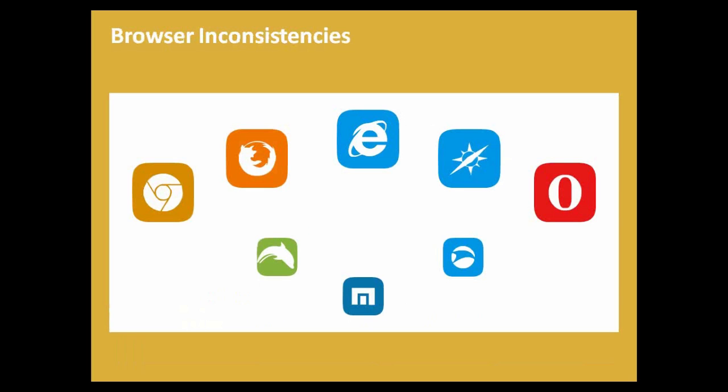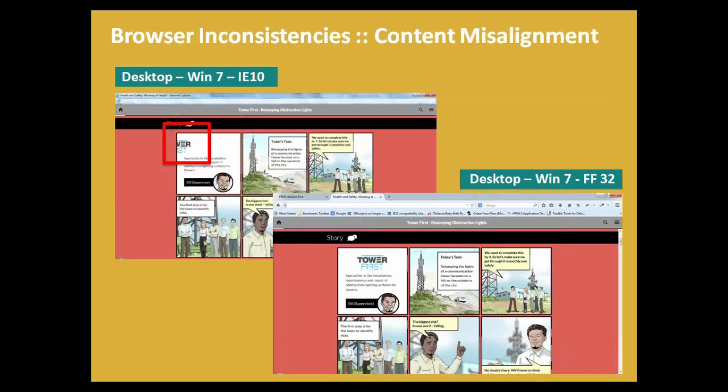So the first parameter we want to cover relates to the browser differences. And by this, we are referring to the fact that every browser has its own HTML rendering engine and interprets JavaScript differently, which causes inconsistencies across browsers. These could be content, functionality, or usability related issues. One of the most common issues we encountered is content misalignment. What looks fine on one browser can have issues on another browser.